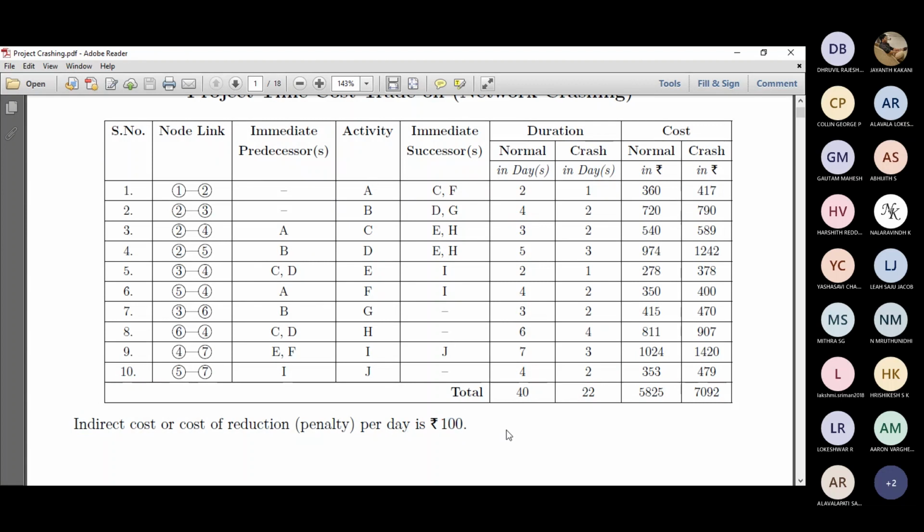Say the contractor has to pay the client for reducing a day which was not actually scheduled in his contract agreement. Say, as a compensation, he has to pay some money, and that is this thing. So, reduction cost, or indirect cost, or something like that.